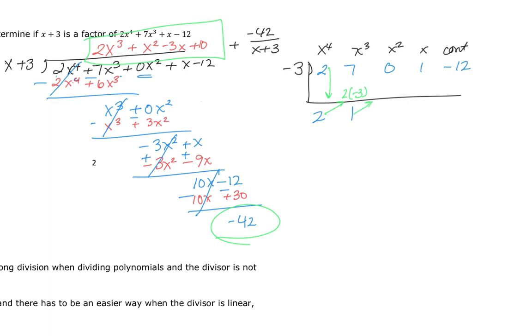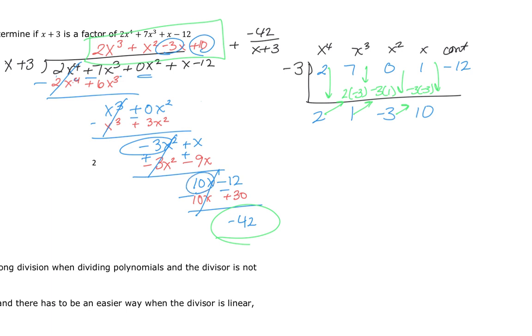So as we continue on, what's going to go up here is the negative 3 multiplied by the 1. I'm going to add straight down, so I get negative 3, which is this term right here, which is this term right here. So again, what's going to go here is the negative 3 multiplied by the negative 3, which is 9. I add down, and I'm going to get 10.